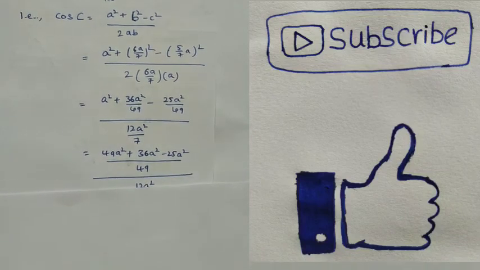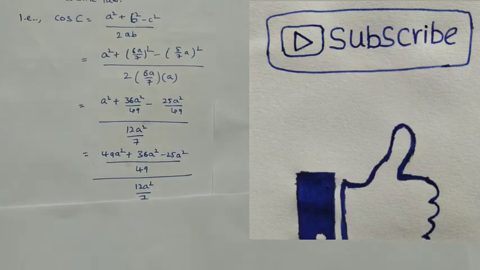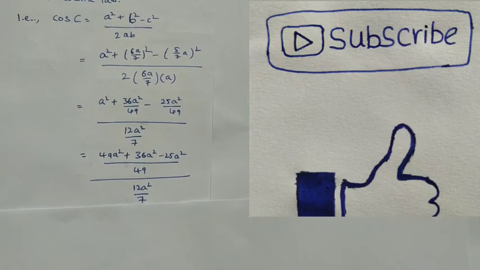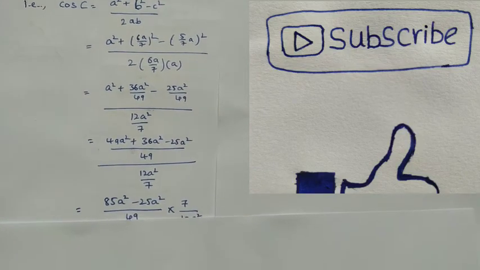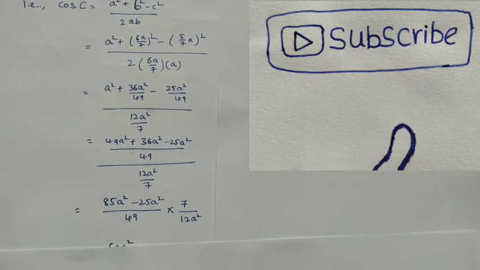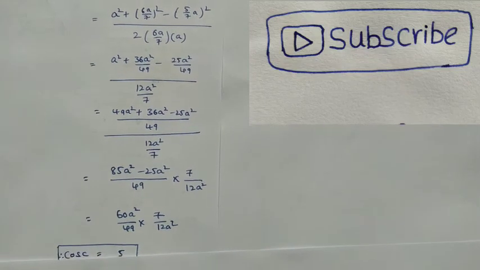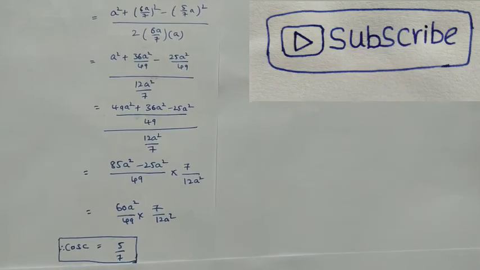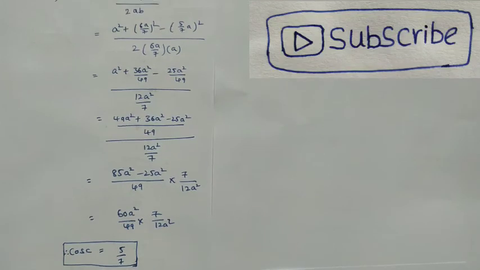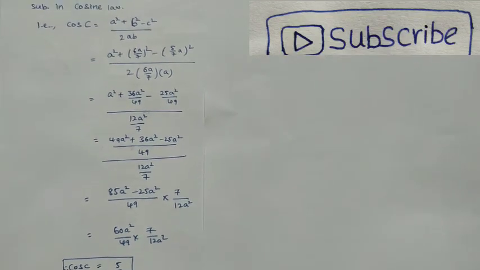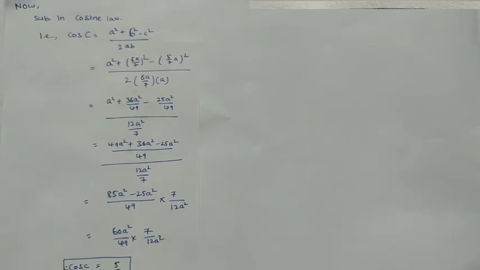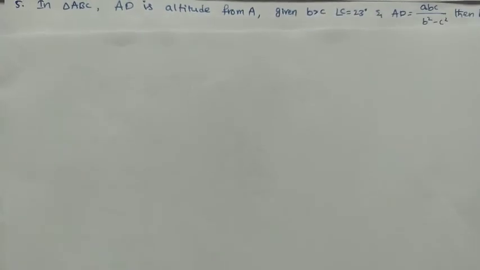On multiplying and squaring, taking LCM, we'll get 49a square plus 36a square minus 25a square by 49, by 12a square by 7. We can just see the steps on cancelling, and by shifting the denominator fraction to the numerator, we'll get something like this, and on cancelling we'll get cos C equals 5 by 7, which will be our answer. This finishes our fourth problem, and we are stepping up to the fifth problem.